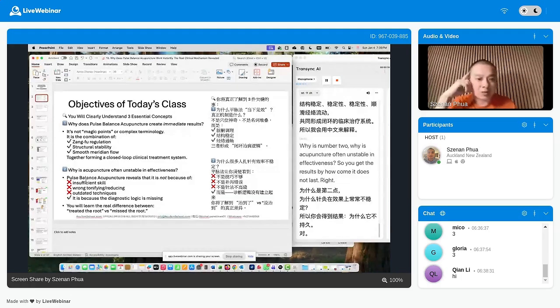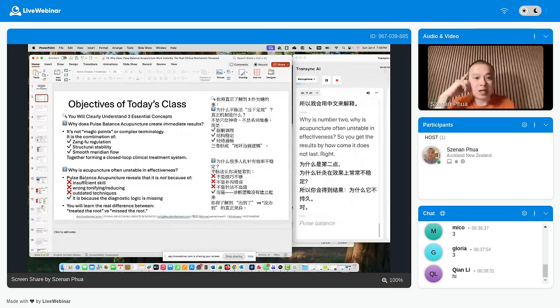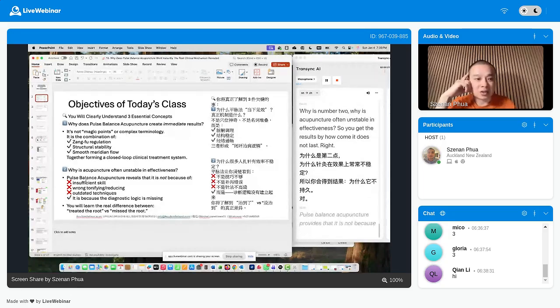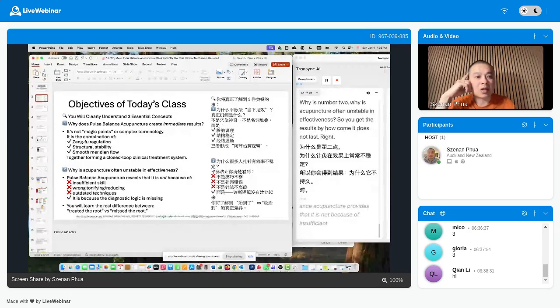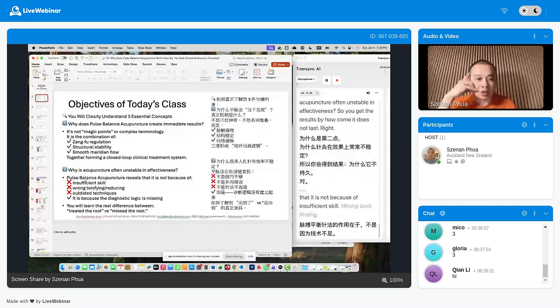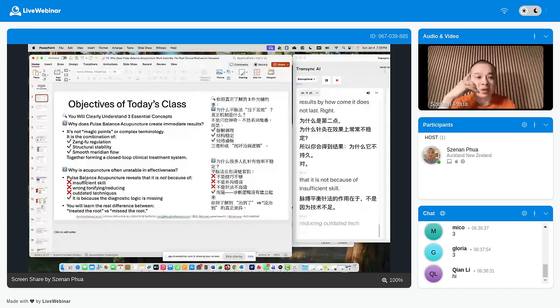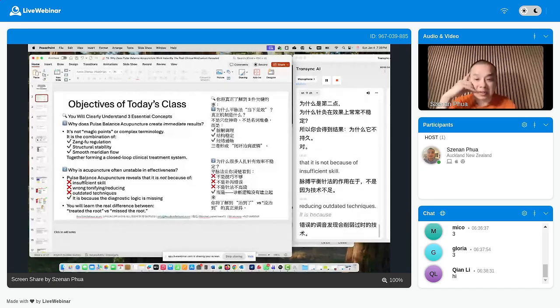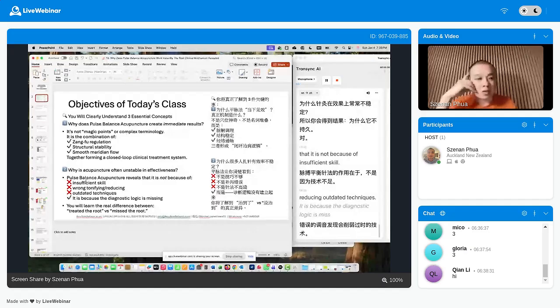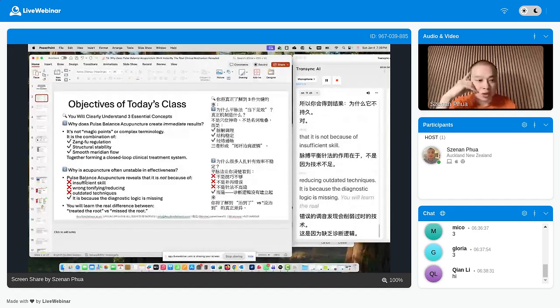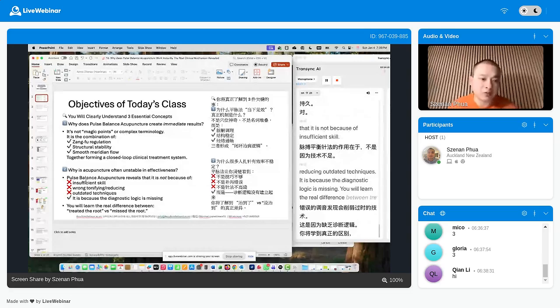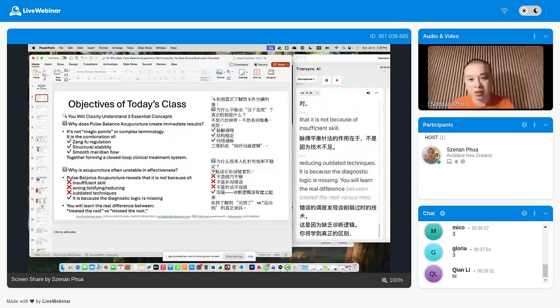Pulse balance acupuncture reveals that it is not because of insufficient skill, wrong tonifying, reducing, or outdated techniques. It is because the diagnostic logic is missing. You will learn the real difference between treating the root versus missing the root.